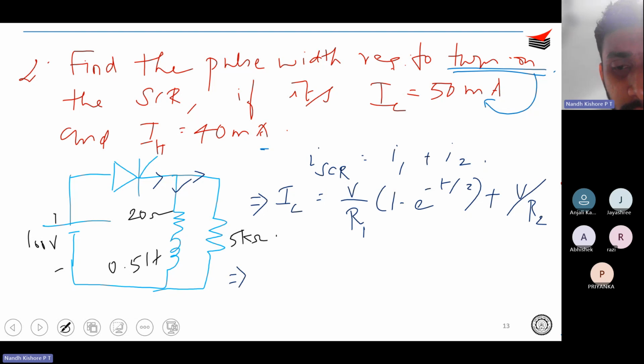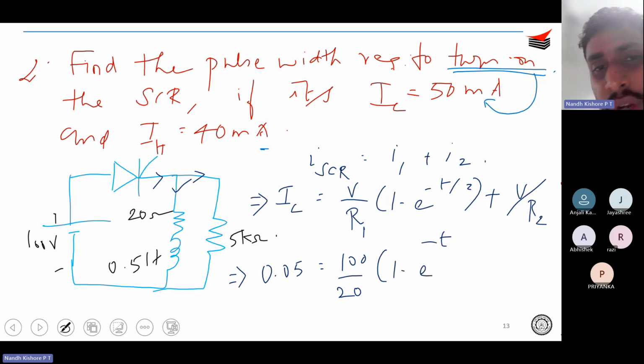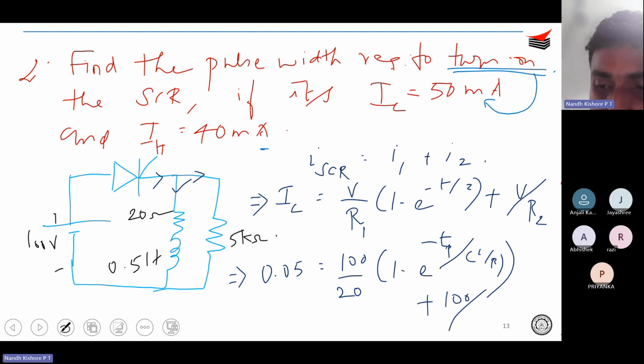You got it. Therefore, your IL, which is 50 milliamperes or 0.05, is equal to V by R1, that is 100 divided by R1, which is 20 ohms, into 1 minus e power minus t by tau. This is what you want, the pulse width, the TP. You want to find out TP divided by tau. So what is tau? Tau is basically L by R, plus V by R2, that is 100 by 5K.